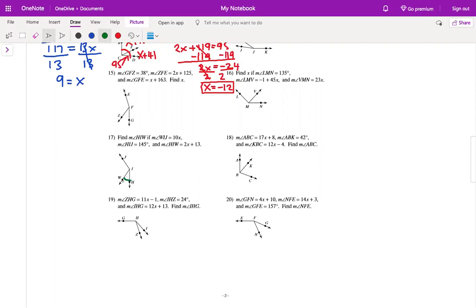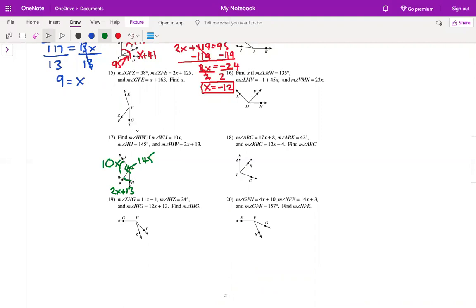Okay. If the measure of WIJ, so this one here, is 10x, and HIJ, that's the really big one in the middle, the sum of both of them, is 145 degrees, and the measure of HIW, the one we're trying to find, is 2x plus 13. So the first step is just to fill in the pieces of information that they give us.